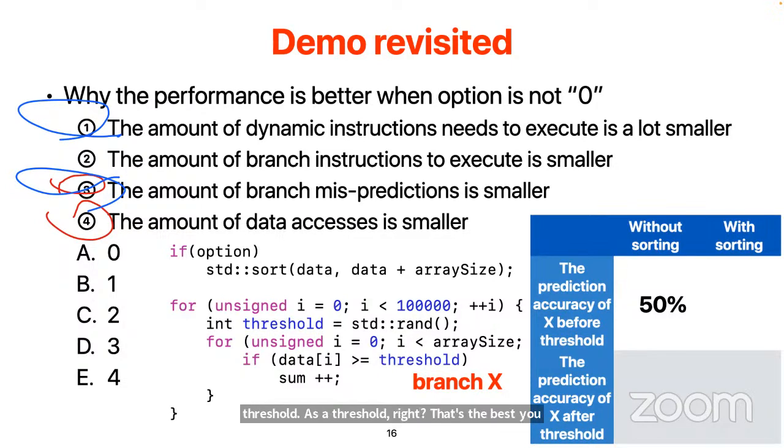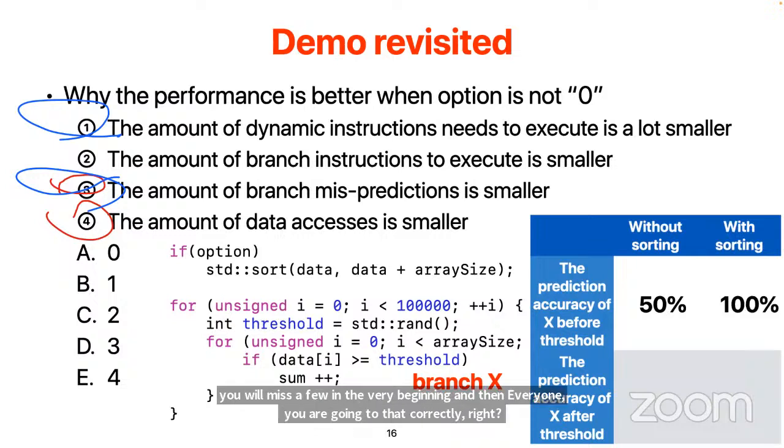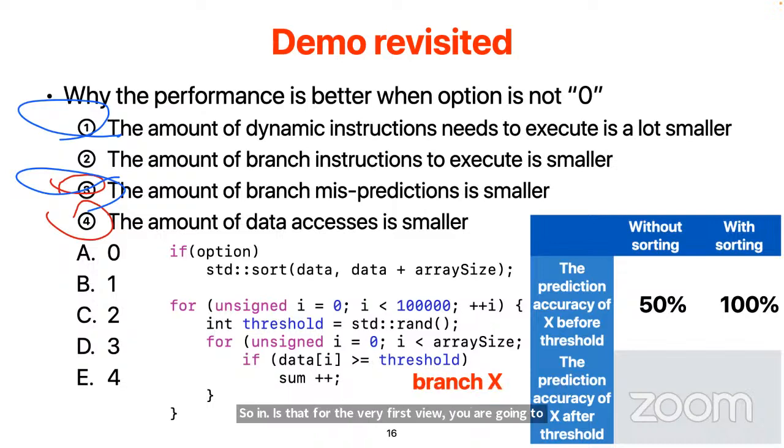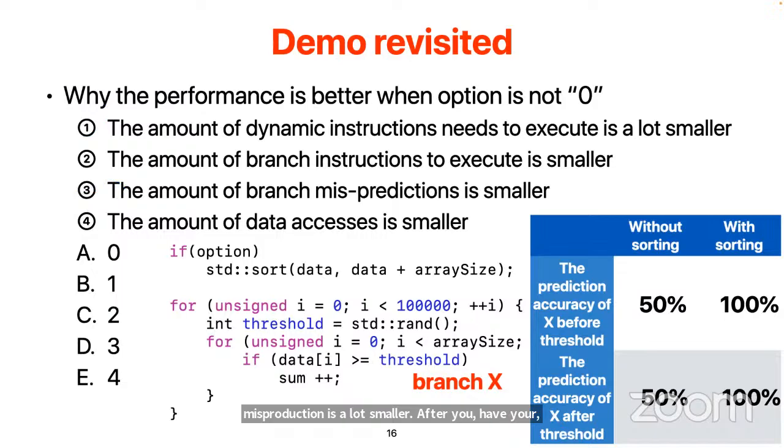50-50. However, if you sort your data, before you reach the threshold, every data is pretty much smaller than your threshold. So you will miss a few in the very beginning, and then you are going to predict everything correctly. Except for the very first few, you get 100% prediction, even with a two-bit predictor. After the threshold, you will see several mispredictions, and then you can calibrate your branch predictor again to almost 100%. So the amount of misprediction is a lot smaller after you sort your data.